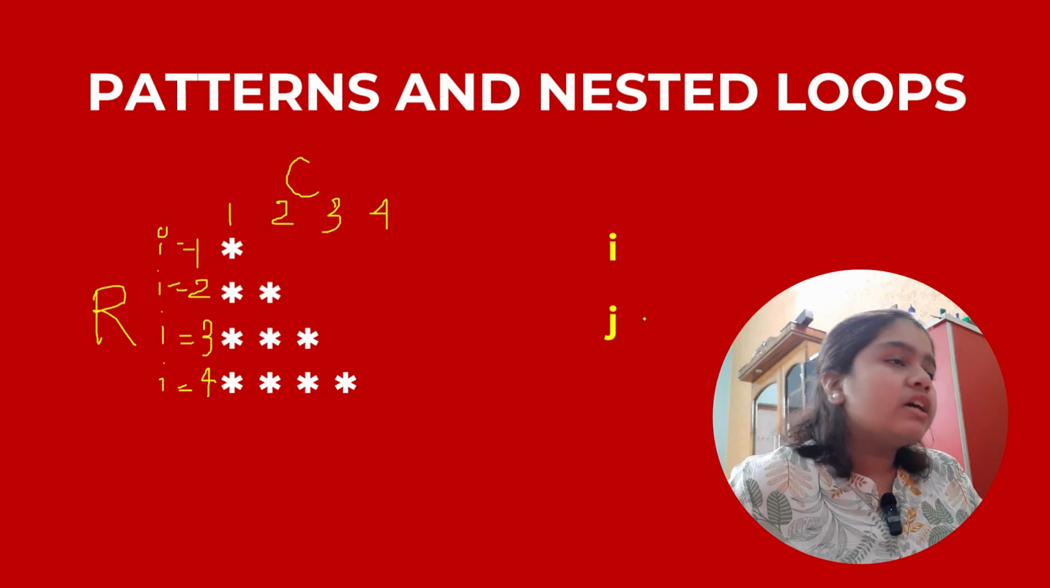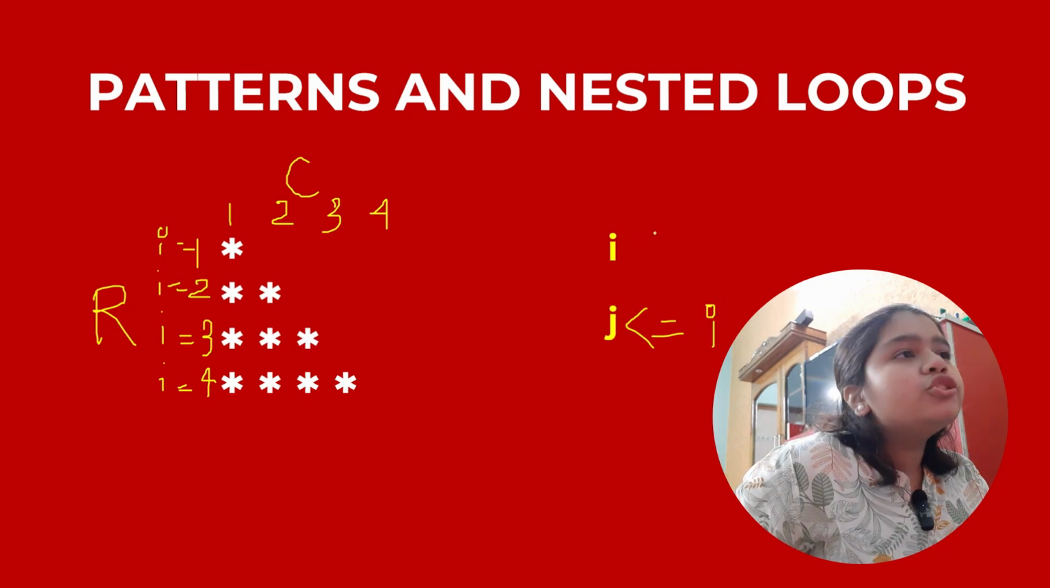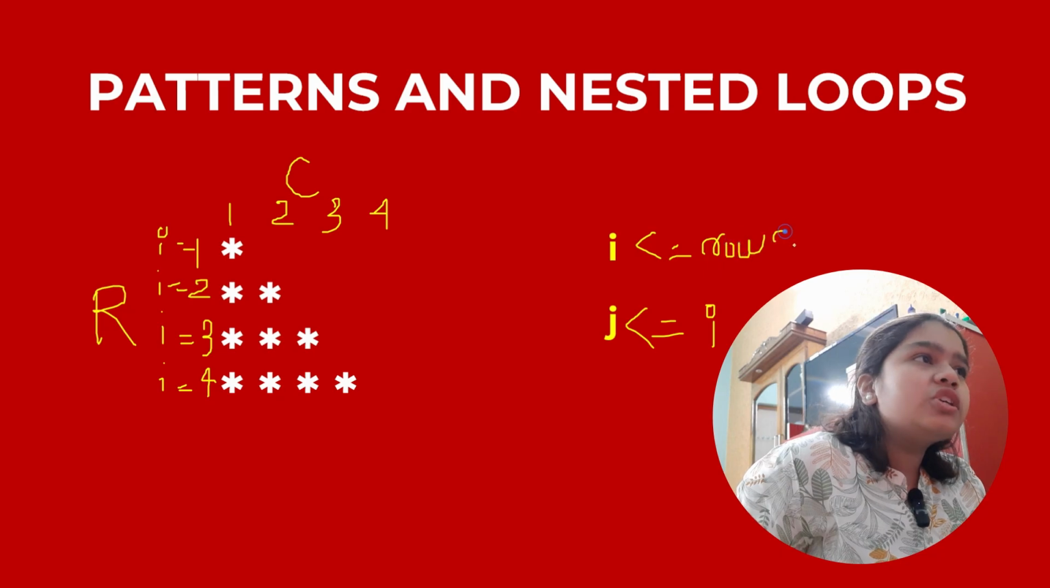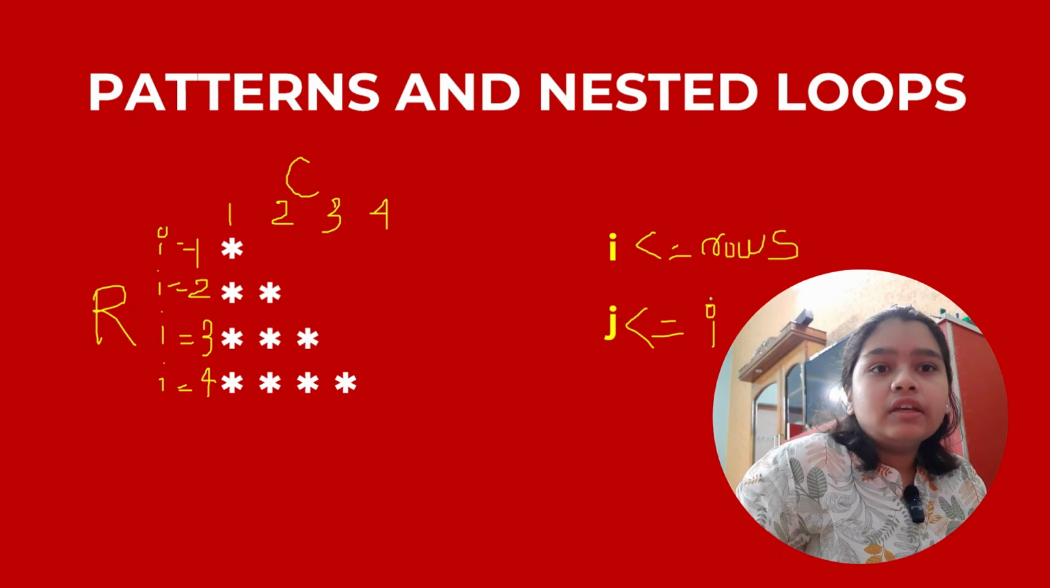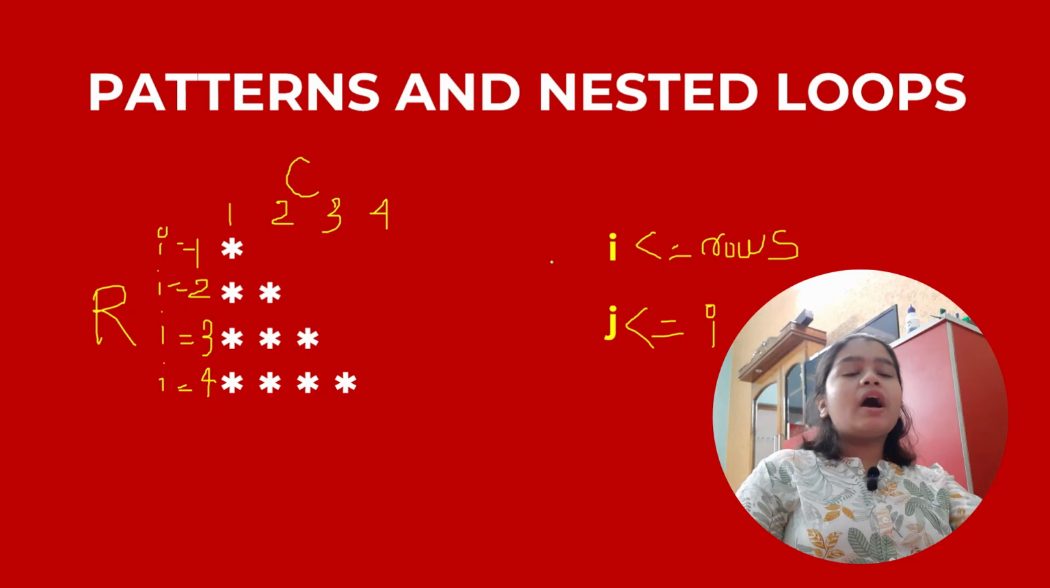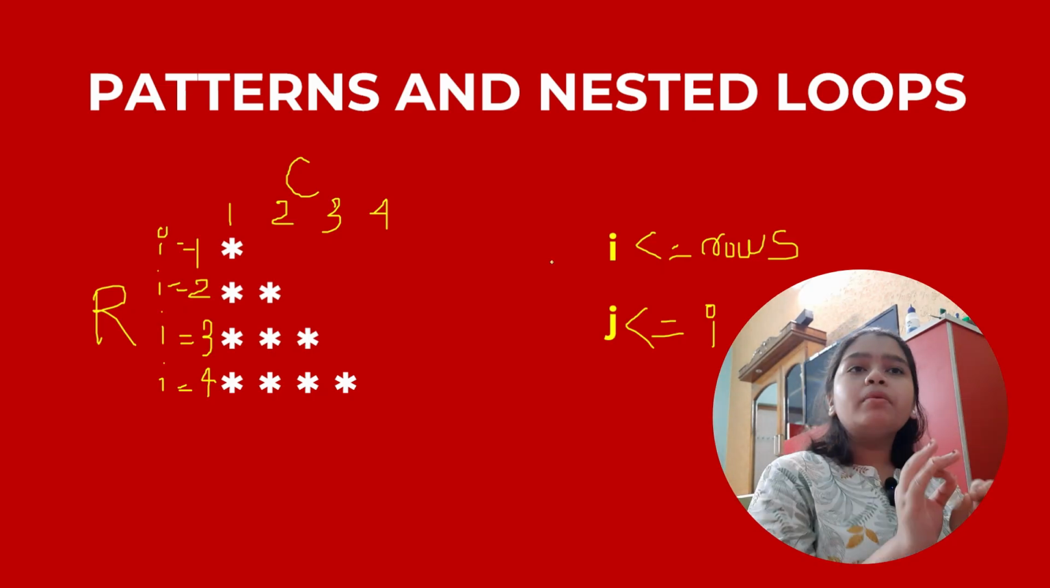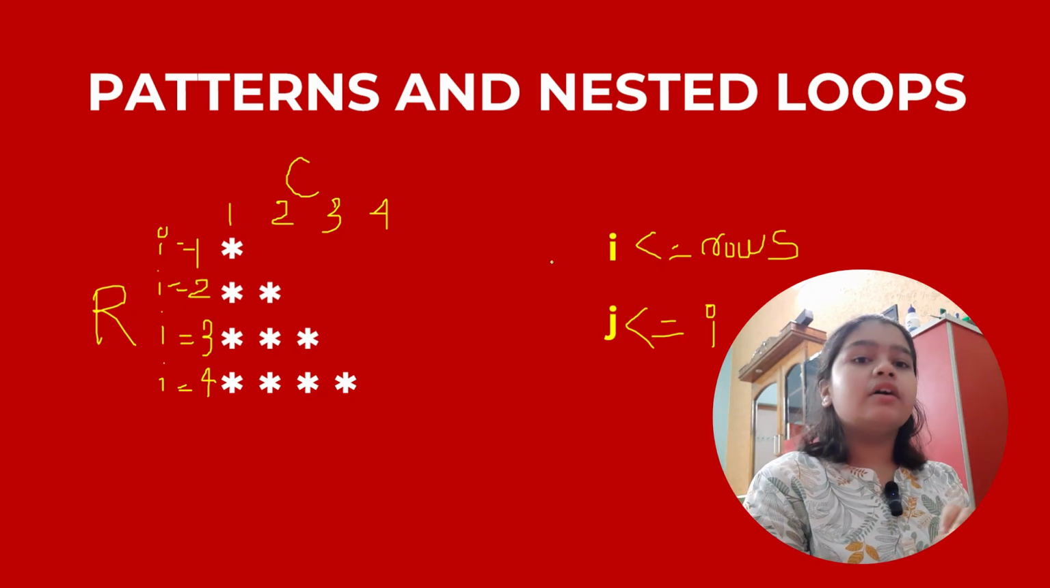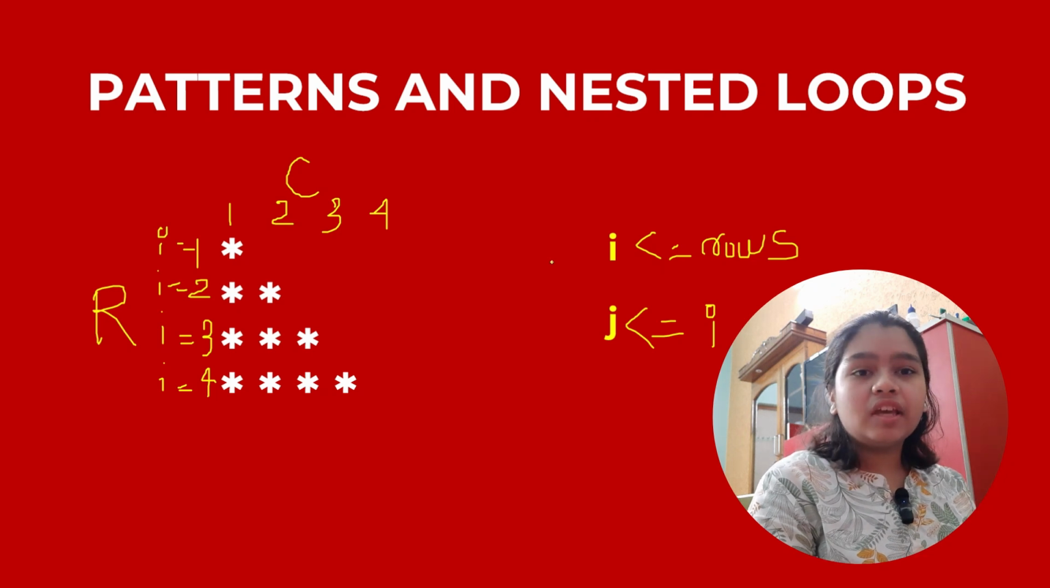So don't you think i should run up to the number of rows, and j should run up to i? Why should j run up to i? Because the row number and the number of stars printed are to be same, right?